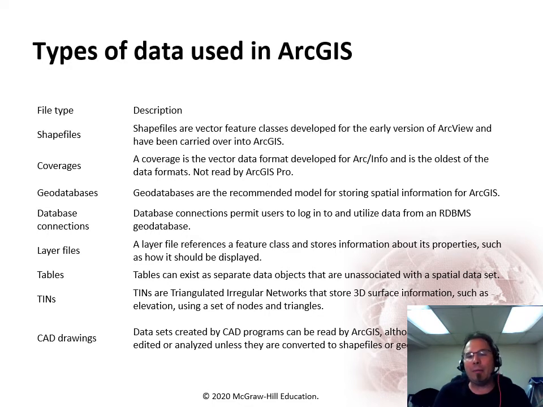You have tables. Tables are always there, not attribute tables. A lot of times you bring in data as what's called a standalone table. It's an external table, like an Excel spreadsheet can be turned into a table, so to speak. You have TINs, which are triangulated irregular networks used for 3D, and then CAD drawings, which we won't use at all in this course, but computer aided drafting, you can view them, but they can't be edited in ArcGIS.